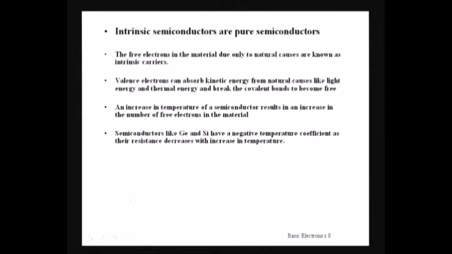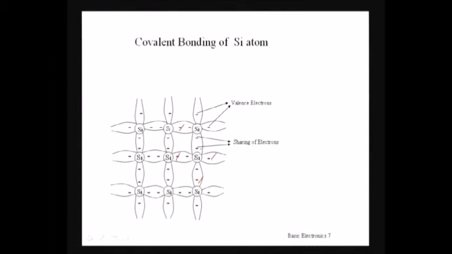Semiconductors in the purest form are known as intrinsic semiconductors. In these intrinsic semiconductors, the free electrons are due to only natural causes like thermal energy or light energy, which impart extra energy to the electrons to become free, and thereby they get additional kinetic energy from these natural causes and break these covalent bonds.